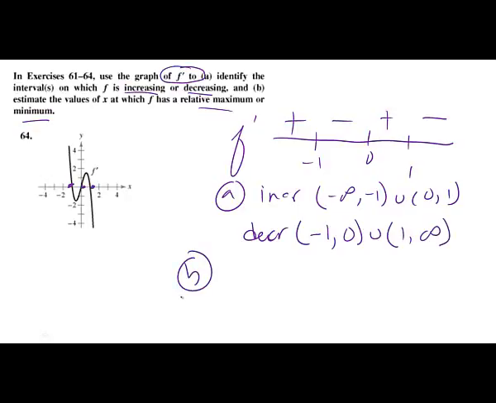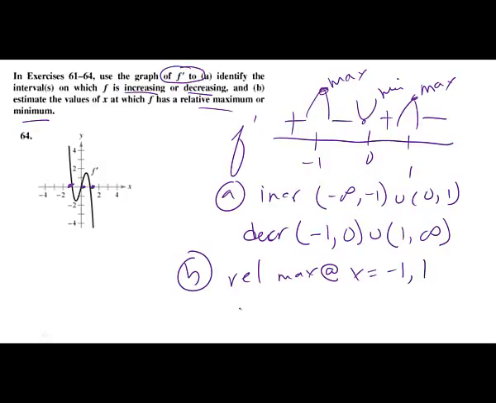All right, part B wanted us to talk about our maxes and our mins. So we've got a relative, let's see, that is going to be a max or a min there. Max. What about here? Min, right? Positive to negative slope is going to be a max. So I would say there's a relative max at x equals -1 and +1, and a relative min at x equals 0. And notice, it didn't give us the little explanation thing, so likely it's going to be something that is a multiple choice.